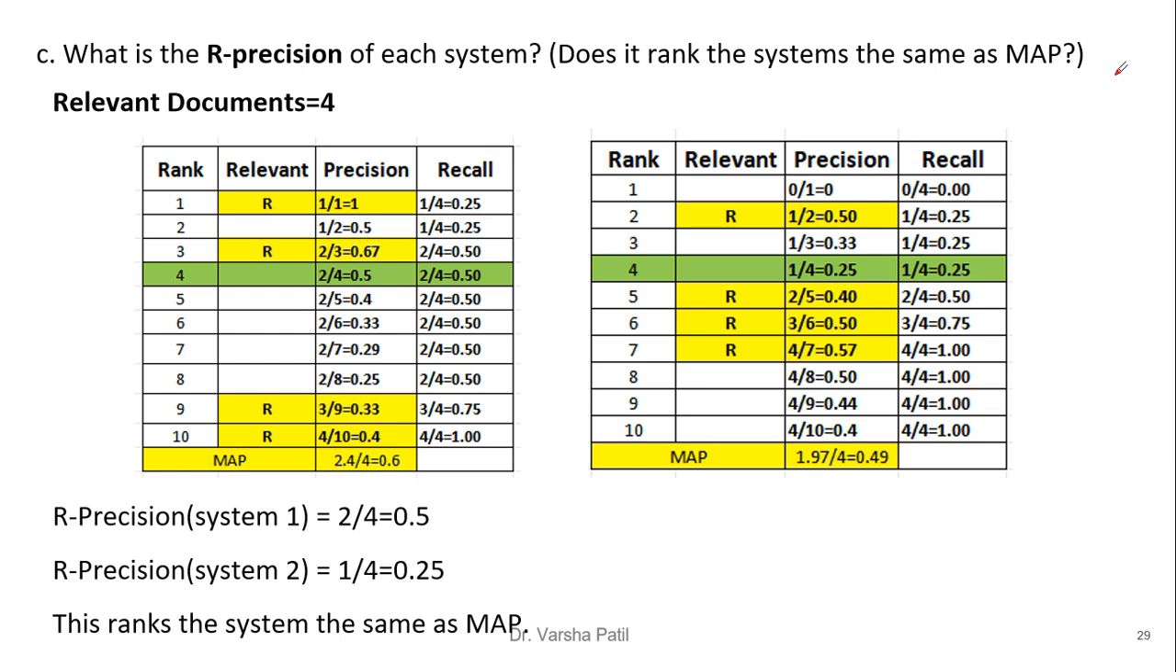What is the R precision of each system? Now R is nothing but the total number of relevant documents. So relevant documents are 4. So we are calculating the precision at the 4th level. So this is 2 by 4 and this is 1 by 4, 0.25.